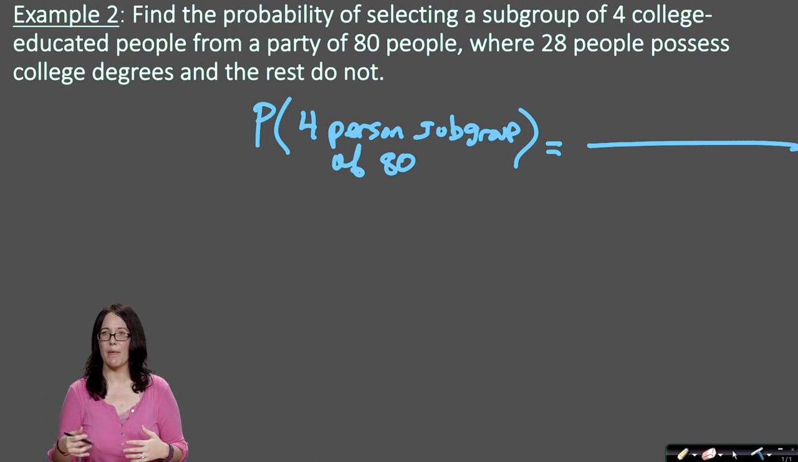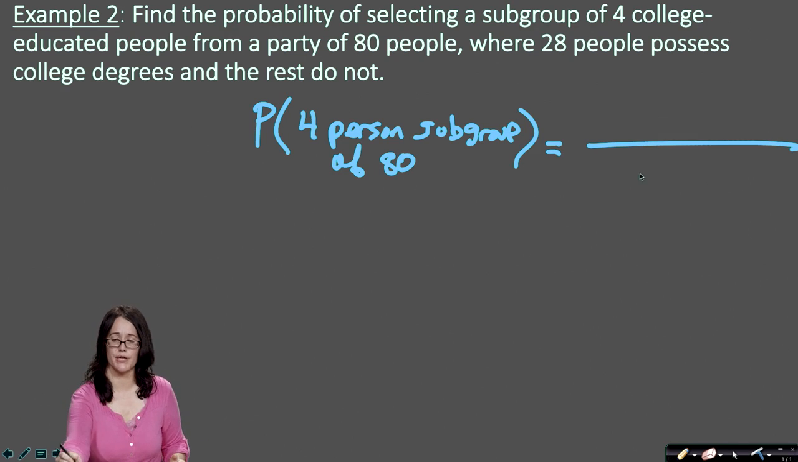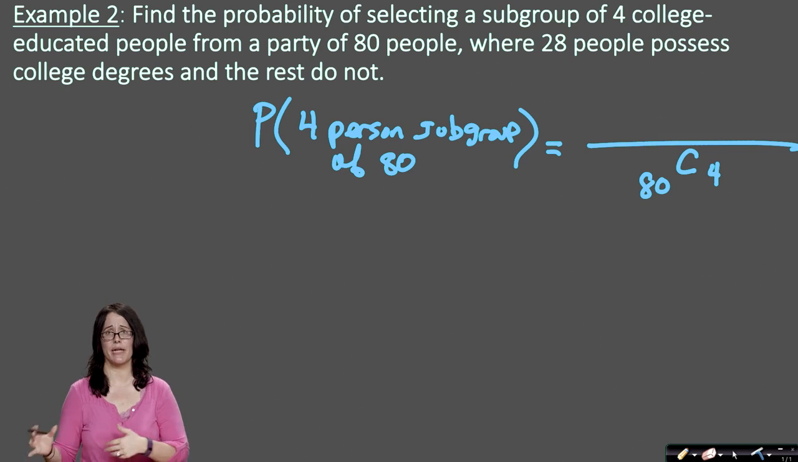This time, how many people are we choosing from the total? That's right, we're choosing 4 people, and the order doesn't matter because it didn't talk about any sort of prize or any difference in what happens to them, from the 80. So your denominator should be 80 combination 4. That should be a pretty big number, right?